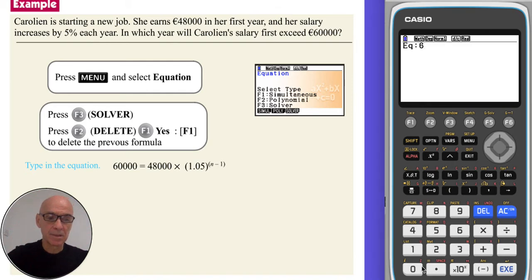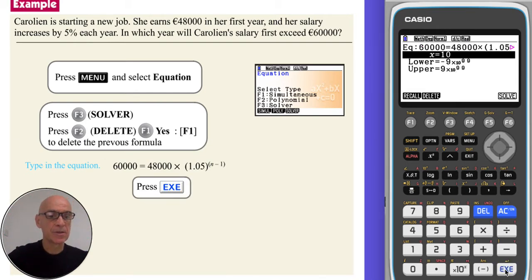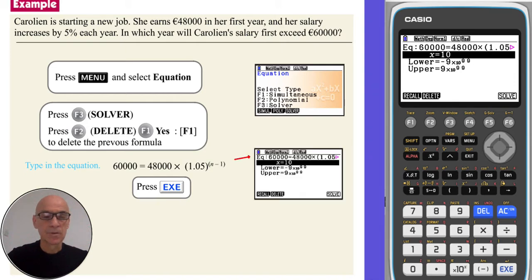So type in 60,000 and then shift to get to the equal sign, 48,000 multiplied by bracket 1.05 close bracket to the power, and then we use x for the variable n, take away 1. Pressing execute to enter the equation. Just to note that the number next to x is not the solution to this equation, as we haven't pressed solve yet.